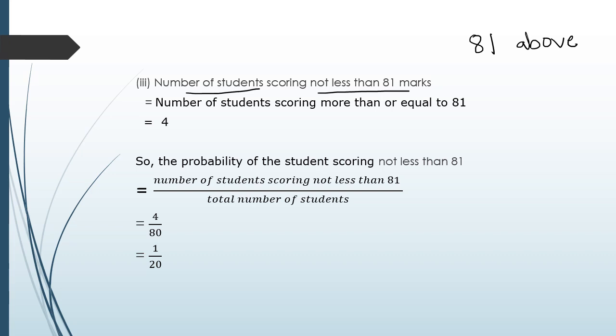So from the table, if you observe, for 81 above, we have only one column, which is the last column, 81 to 90. And in that column, the total number of students that we have is 4. So the number of students scoring more than or equal to 81 would be 4. So the probability of the student scoring not less than 81, let's substitute everything into the formula. Number of students scoring not less than 81 divided by the total number of students, which is 4 by 80 reduces to 1 by 20. All right.